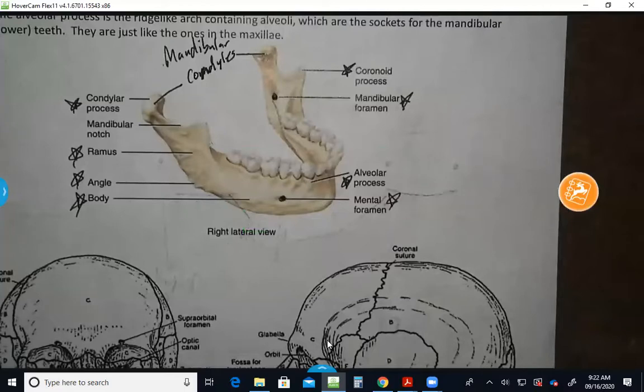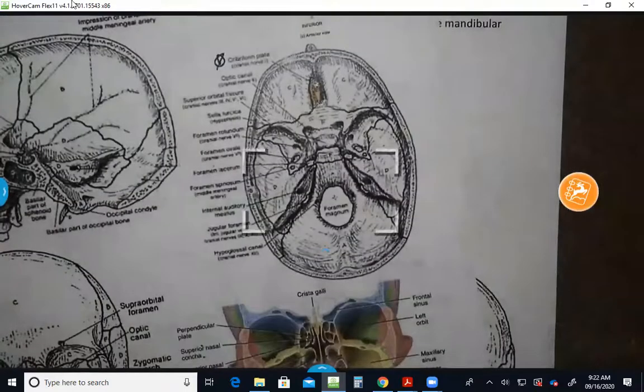Any questions? Okay, we're done coloring for this lecture.